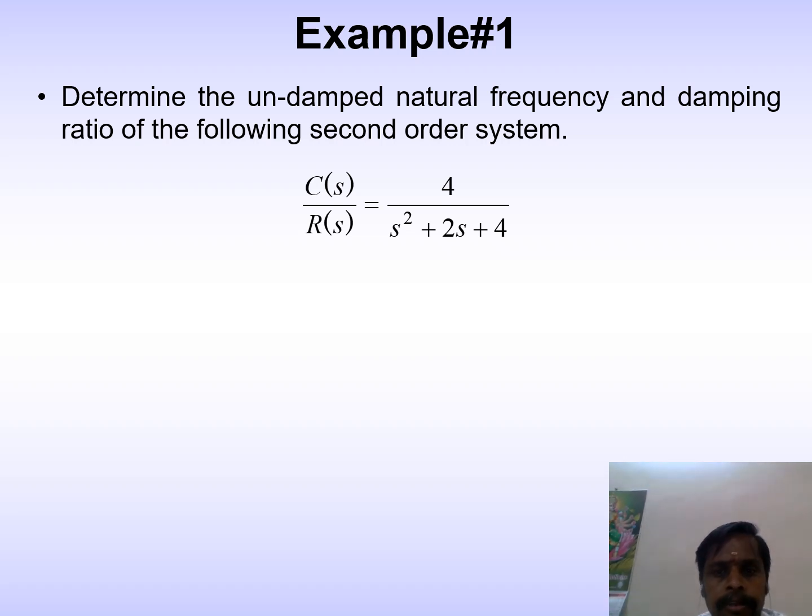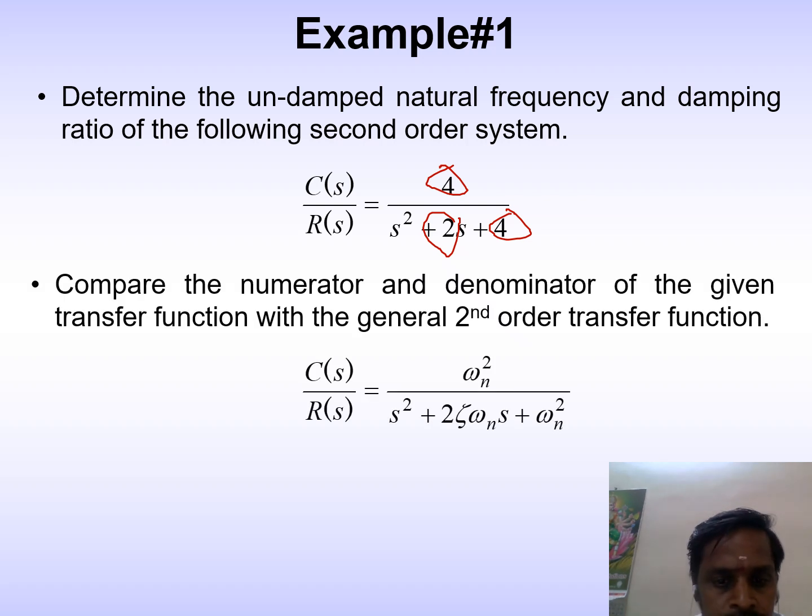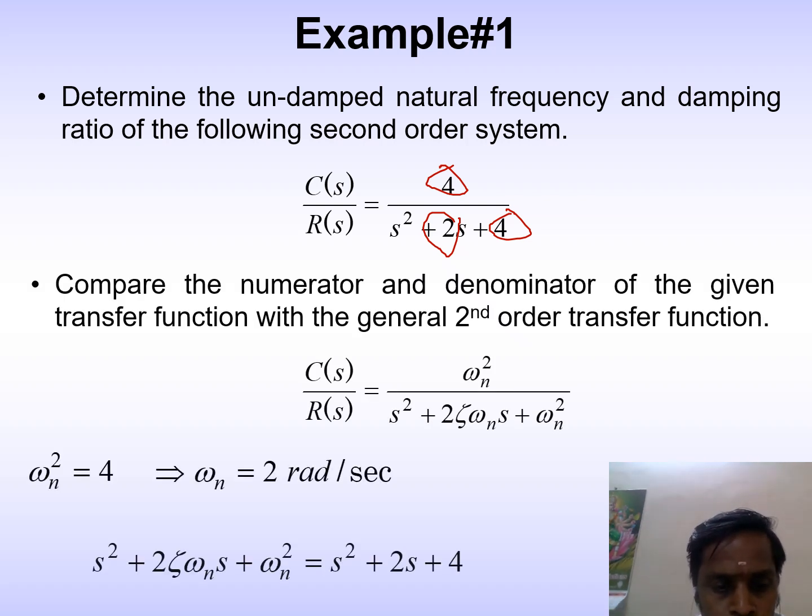This is example one. Determine the undamped natural frequency and damping ratio of the following second order system. What is the standard transfer function? The standard form is omega n square divided by s square plus 2 zeta omega n s plus omega n square. So omega n square is 4 here, and you can easily find omega n. 2 zeta omega n is the 2 here. This is the procedure: omega n is 2 radian per second.